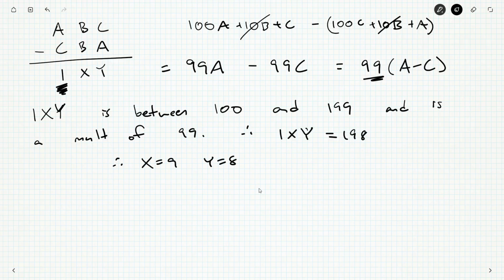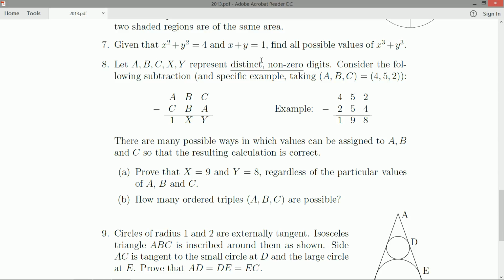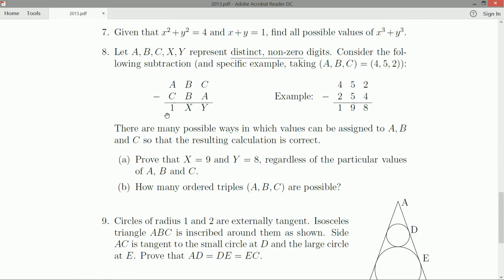Okay, so that wasn't that bad. They gave the subtraction in a weird way, I think, first to emphasize that they are digits, and second to obscure this calculation, because if they set it up like this, it would have been incredibly obvious what to do. So part of it was we need to translate it into the right form. But getting 1xy as a multiple of 99 makes this question trivial. Okay, so that was prove that x is 90 and y is 8, regardless of the particular values.